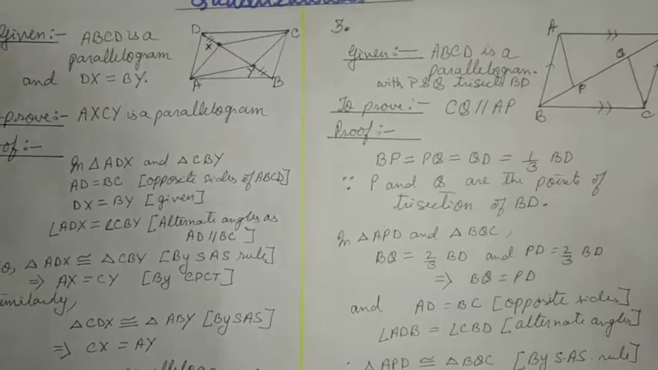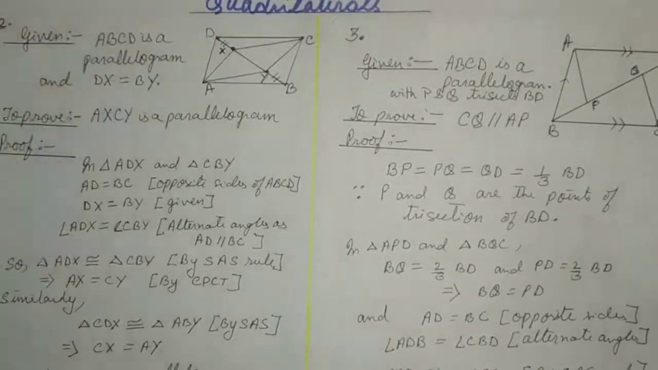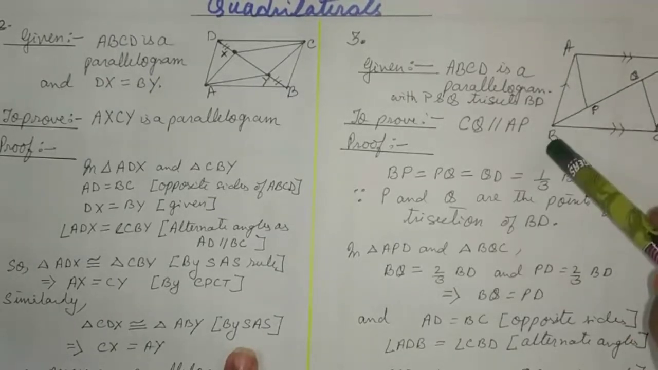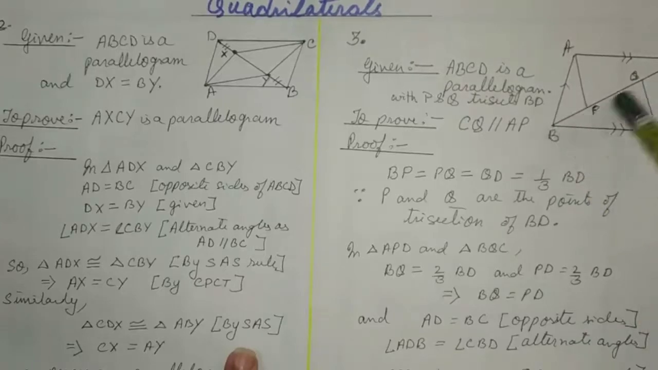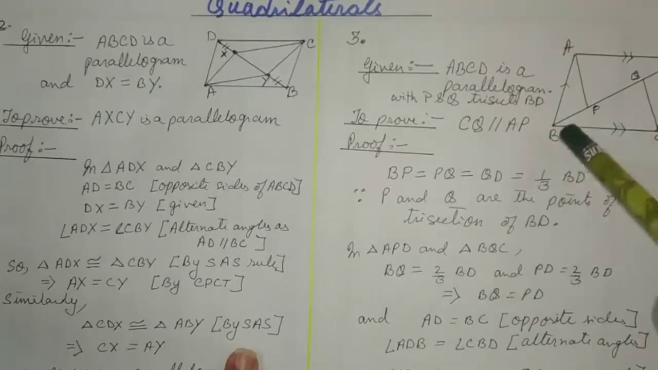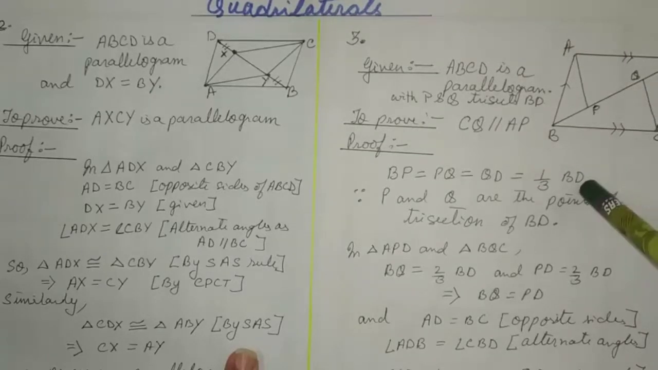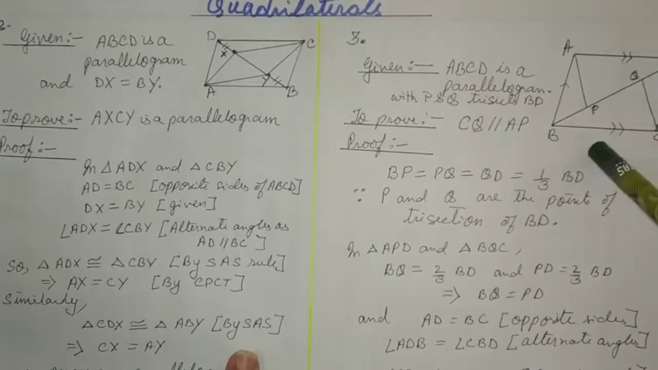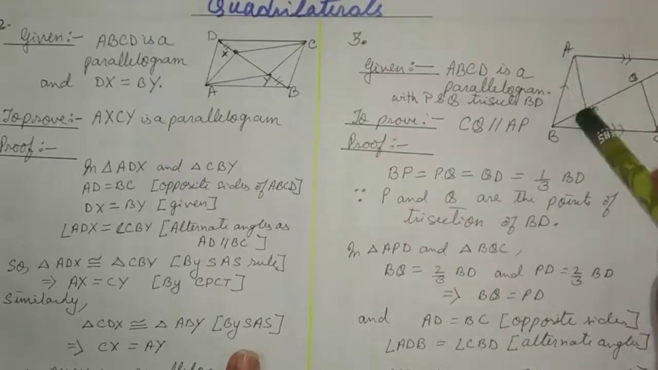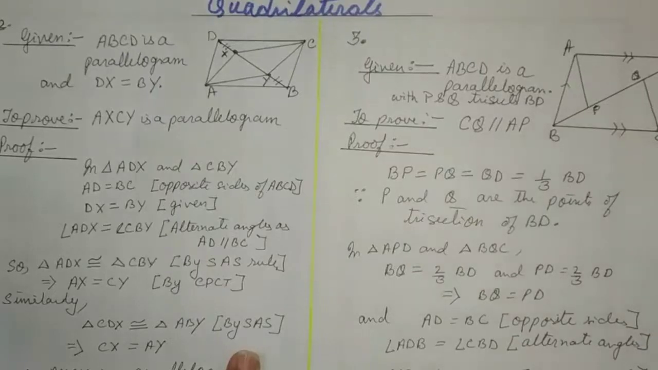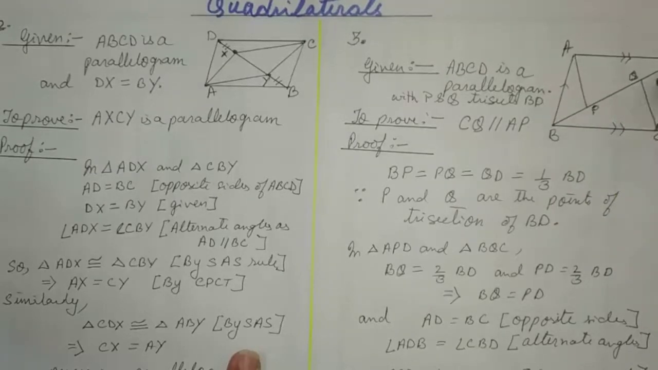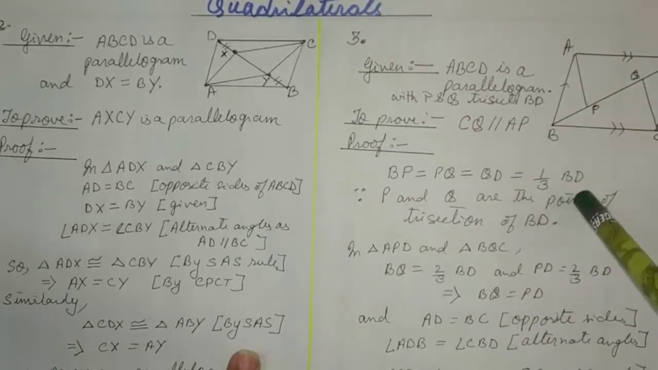Now I come to the next question, number 3, and the question reads that ABCD is a parallelogram with P and Q trisects the diagonal BD. That means BP, PQ and QD are equal. Trisects means they are dividing them into equal parts. You have to prove that CQ is parallel to AP. How to prove? We know that BP, PQ and QD, they are all equal because according to the question, P and Q trisects BD, which is equal to each part 1/3 of BD.